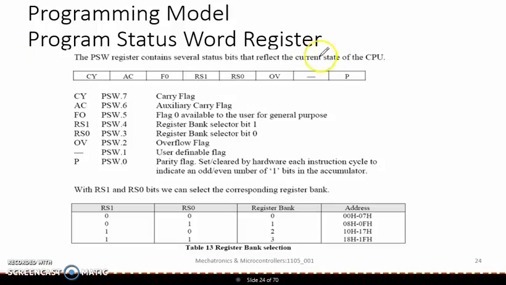The program status word register format is shown over here. You have the carry flag, auxiliary carry flag, general purpose flag F0, register bank select bits RS1 and RS0, overflow flag, a reserved bit, and then the parity flag. The details of every bit are shown over here, which you can go through.